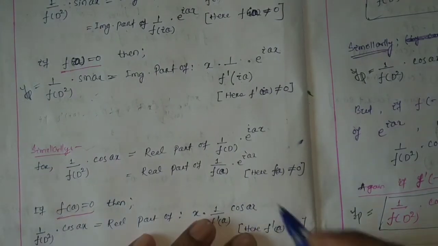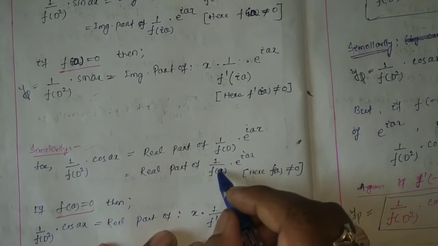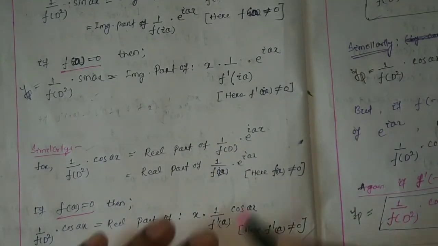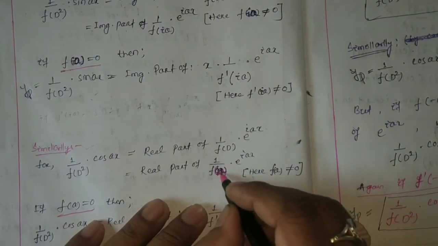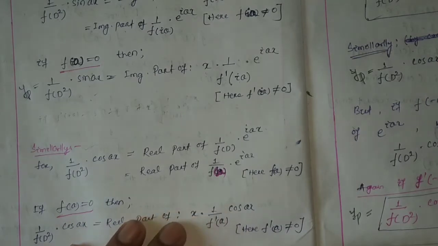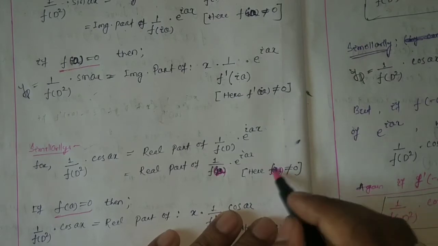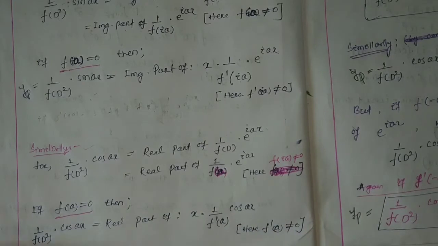Here I just told you, this is ia. Let me correct it, this is ia, mistakenly written. So here f of ia, f of ia not equal to 0.